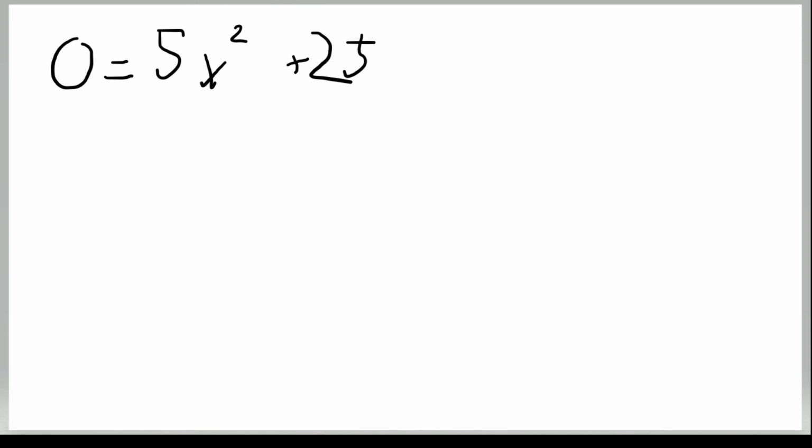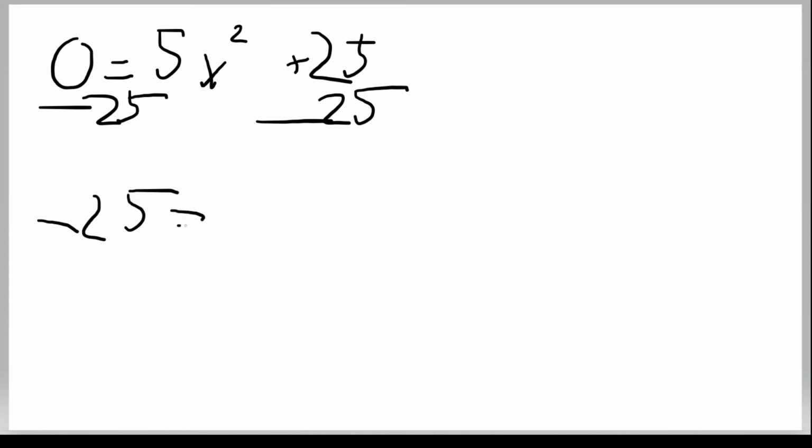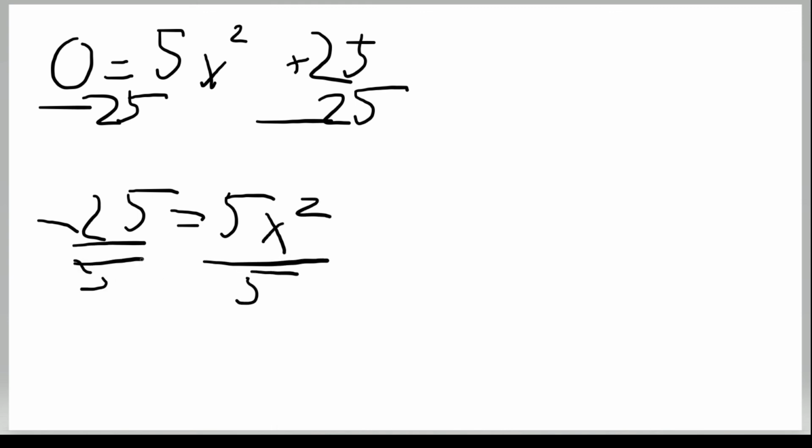Sweet. Okay, now we're moving on to finding complex solutions or zeros. So let's start off with the equation 0 equals 5x squared plus 25. Now, first thing you do is, of course, minus 25 minus 25. That equals negative 25 equals 5x squared. Divide by 5, divide by 5. That will equal negative 5 equals x squared.